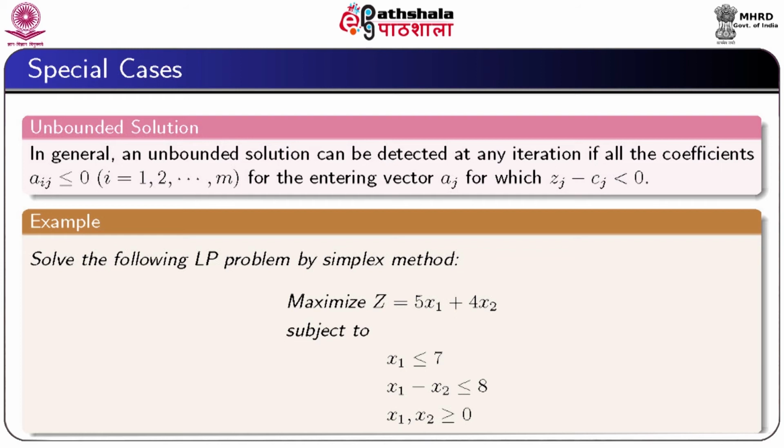In general, an unbounded solution can be detected at any iteration if all the coefficients aij are less than or equal to 0, i equal to 1 up to m, for the entering vector aj for which zj minus cj is less than 0. To consider this special case, we take an example which is shown in this slide.